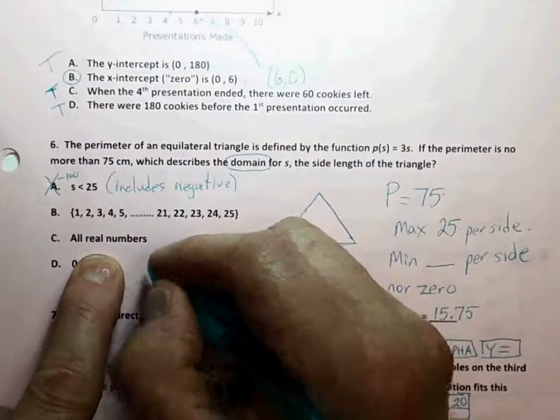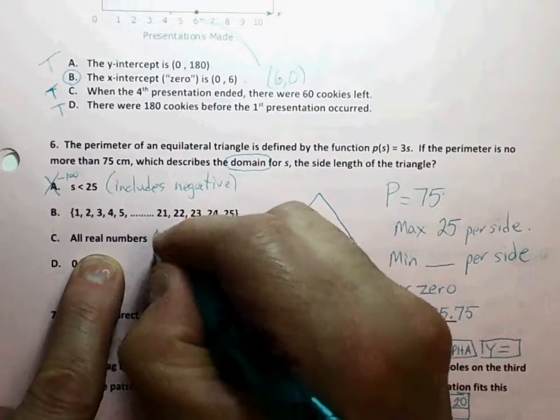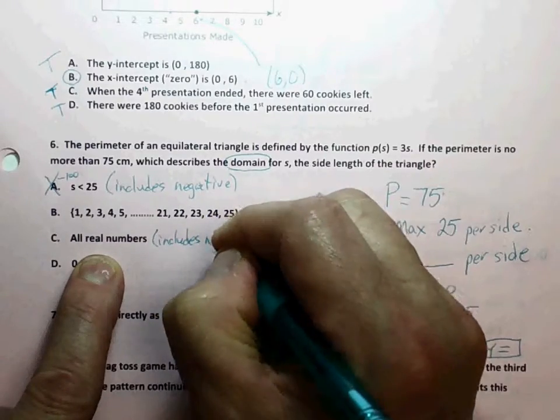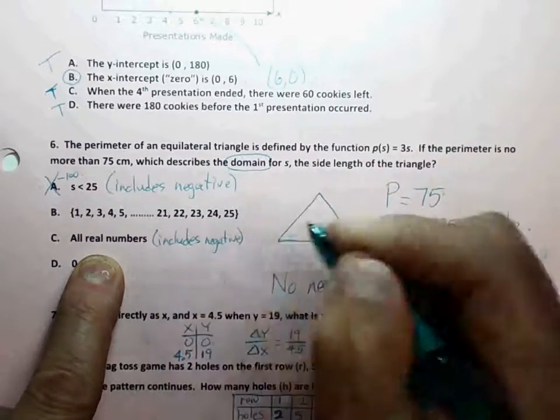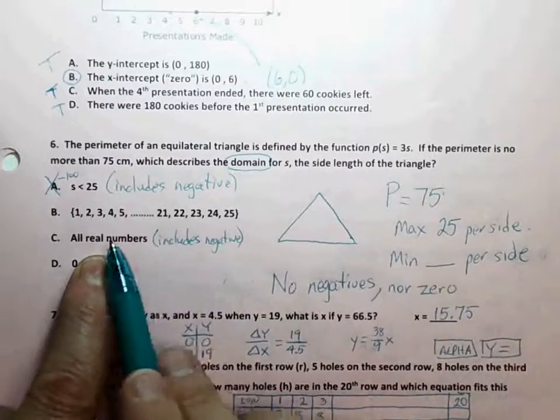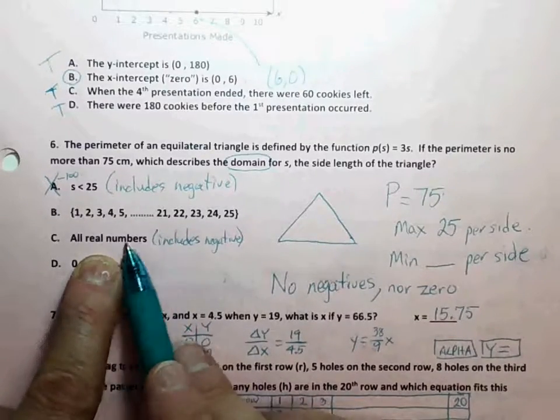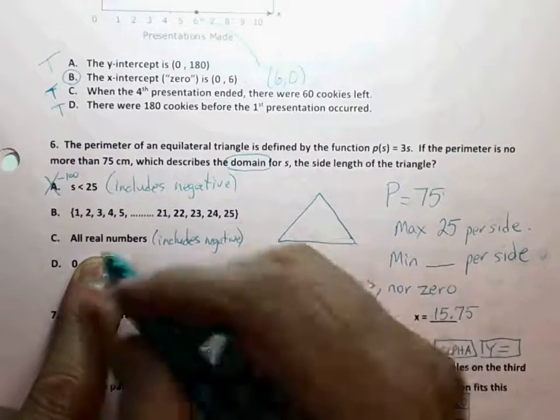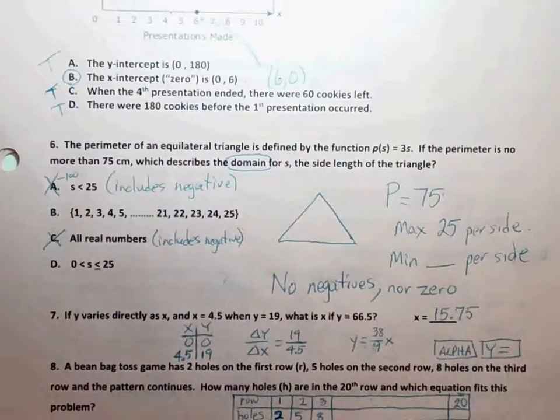It is every number that you now currently know. This includes negatives. Okay? All fractions, decimals, percents, mixed numbers, every type of number, positive, negative, 0, that's all real numbers. So because it includes negatives, and I can't have negatives, don't pick C.